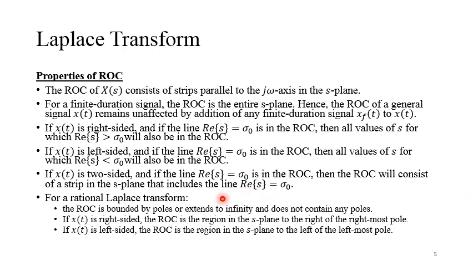So the ROC of X(s) consists of strips parallel to the j omega axis in the s plane, right? We have done this. Maybe I just draw one. For example, this is your s plane. Here we have sigma and here we have j omega. The vertical axis is basically the imaginary axis, our j omega axis, and the horizontal axis is the real axis, the sigma axis, right?